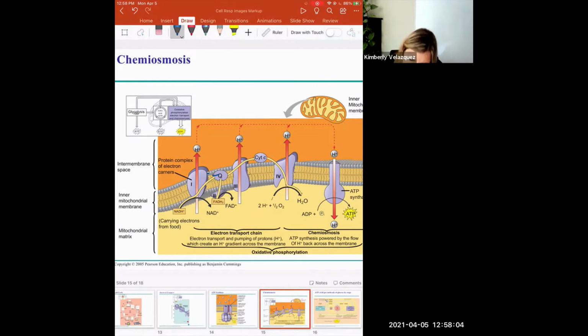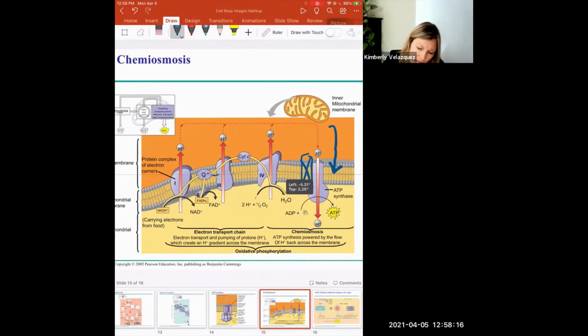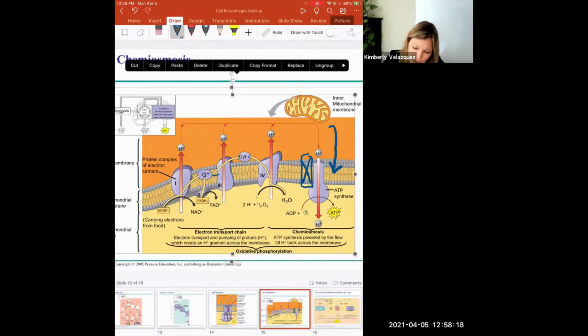They can't come across these phospholipids because remember, they can't cross those nonpolar tails. So they're not allowed to cross there. The only way they can come across is through ATP synthase. And when that happens, ADP is phosphorylated to form ATP. And that part is called the chemiosmosis.